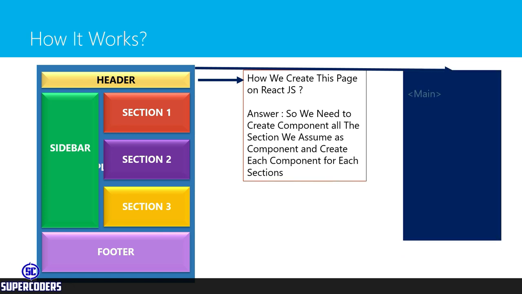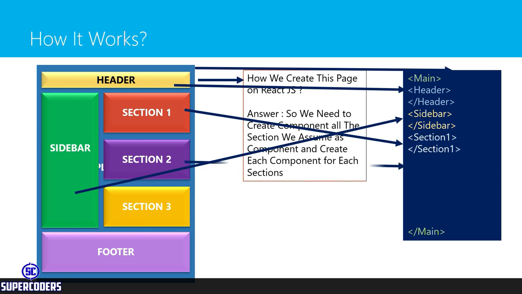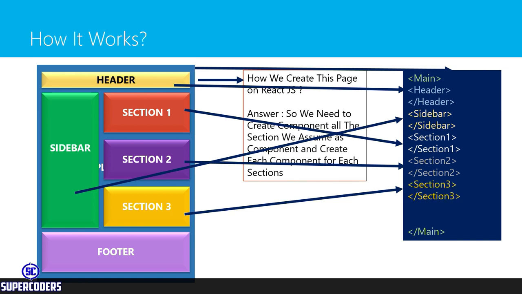So let's see a simple example of how we create it. Here you can see first comes main, which is our main container. Here main is a separate class or separate component in React.js. Then inside this comes a header component, which we will create. Then next comes the sidebar, which is separate. Then section 1, which is a separate component, section 2, section 3, and last the footer. All these things are separate components.